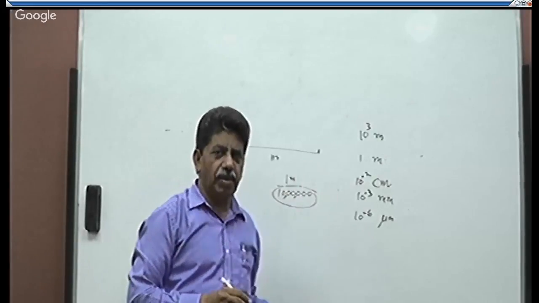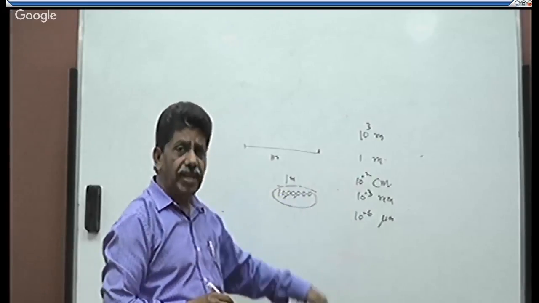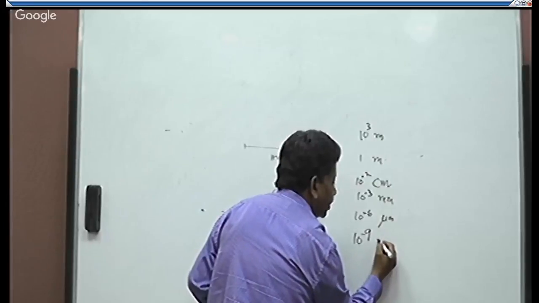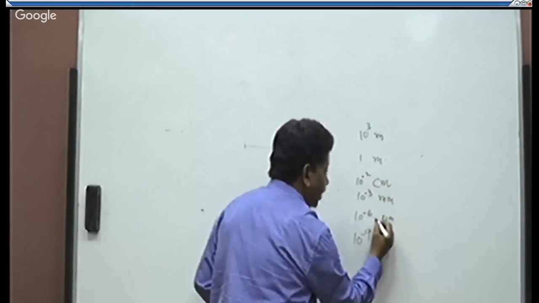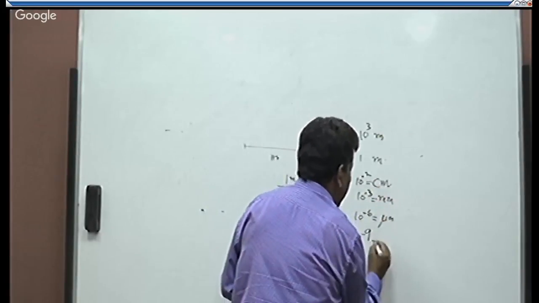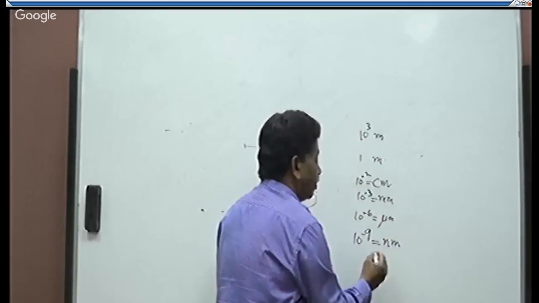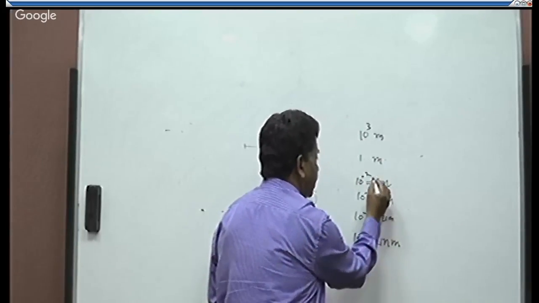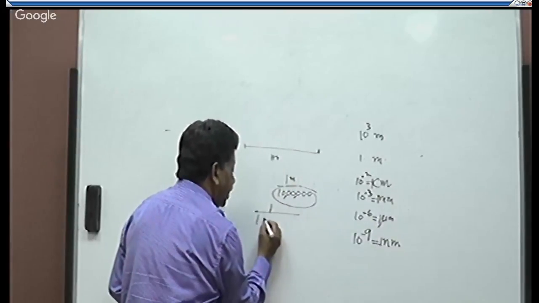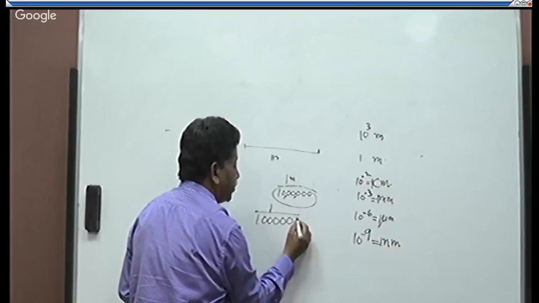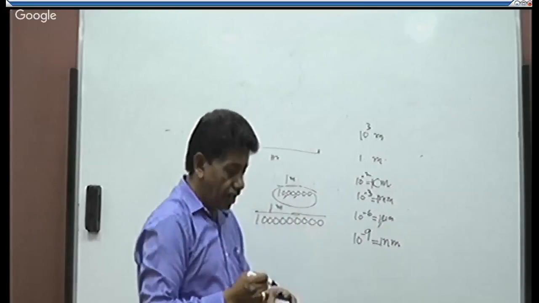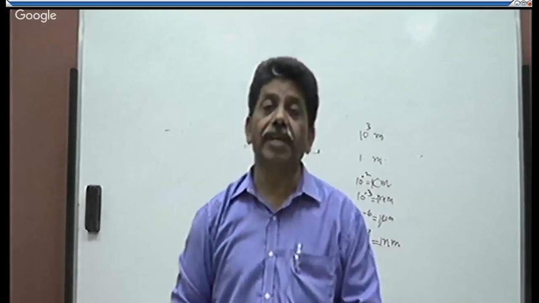Micrometer, now it is there in your mind. But still going further, if it is of the order of 10 to the power minus 9, we call this a nanometer. 1 nanometer, 1 micrometer, 1 millimeter, 1 centimeter. So 1 followed by 9 zeros: 1, 2, 3, 4, 5, 6, 7, 8, 9. So if you divide 1 meter into so many parts, each part we call a nanometer.